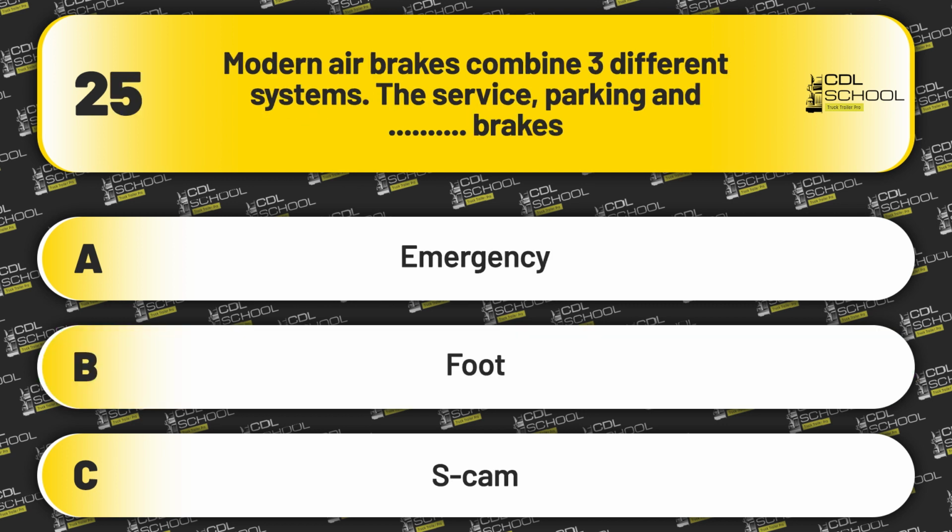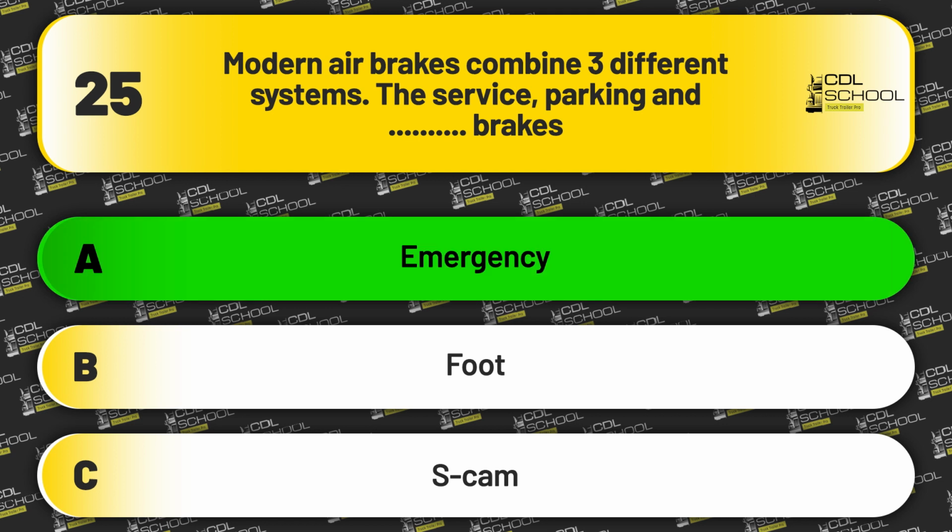Modern air brakes combine 3 different systems: the service, parking, and what brakes? A, emergency brakes, B, foot brakes, or C, the S-cam brakes. The modern air brake combines 3 different systems: the service, the parking, and the emergency brakes. The correct answer is the emergency brakes.